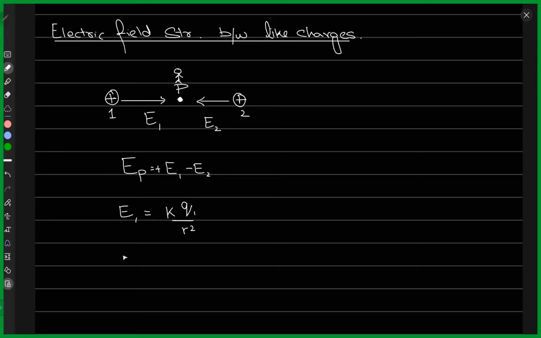And what about the electric field strength from charge 2? It would be kQ2 divided by r squared. Again, positive because it's coming from a positive charge. Now let's put them into this equation. So we have E1 as kQ1 by r squared, and then you have minus.